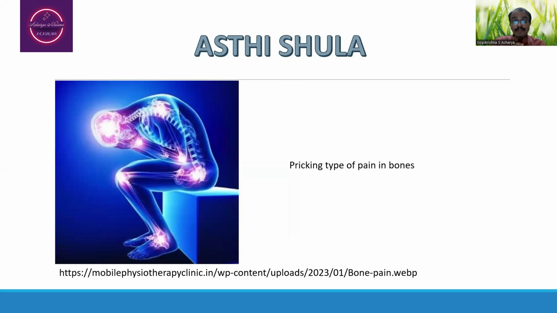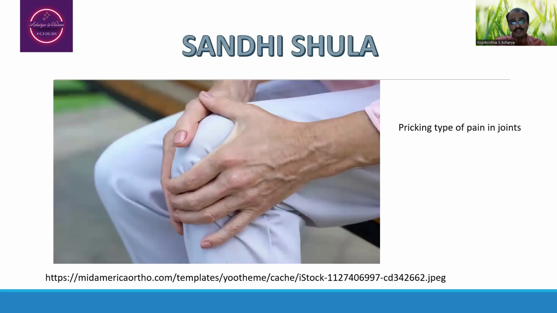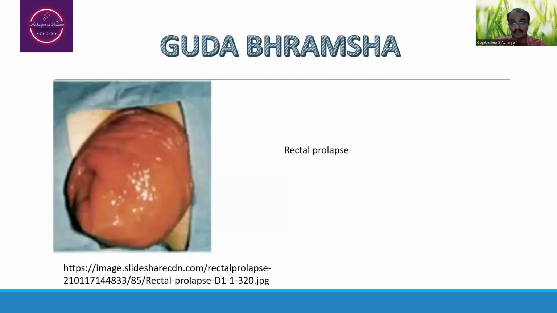Asthishula, there may be a possibility of pricking type of pain in the joints or in the bones. That is asthishula. Sandhishula, pricking type of pain observed in the joints. Udapramsha, that is what we can say the rectal prolapse, the prolapse of the rectum through the anus that is going to get observed. So these are the Madhyama Rogamarga Vikara.